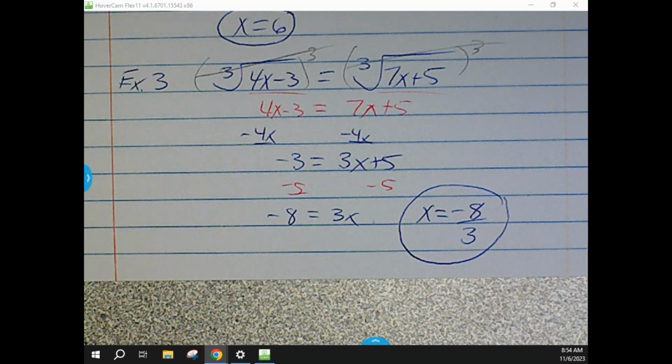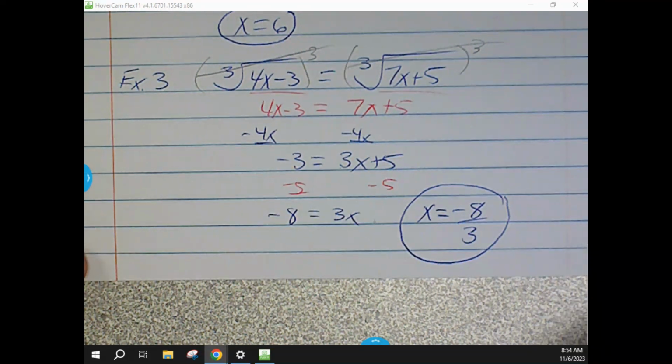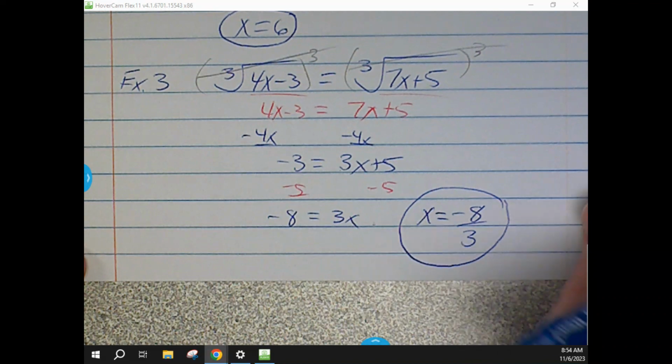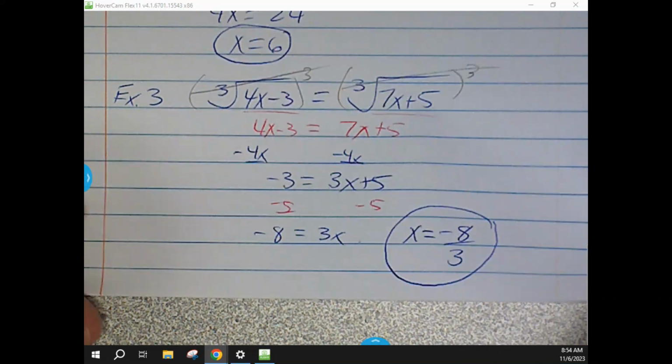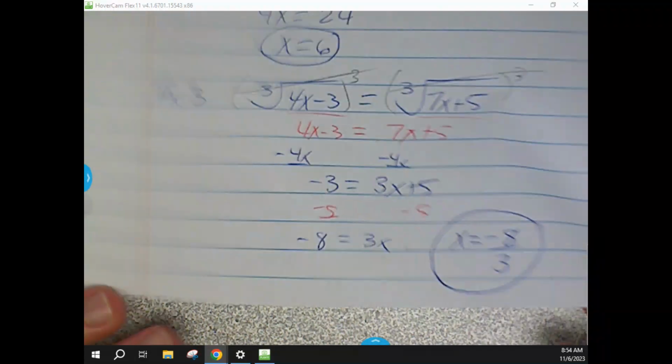All right, now here's where things start to change a little bit. Even though we're doing radical equations, it's not written in a radical form. They change it so that instead of being in radical form, it's more in exponential form. So it'll be more like what we were doing in the last lesson.